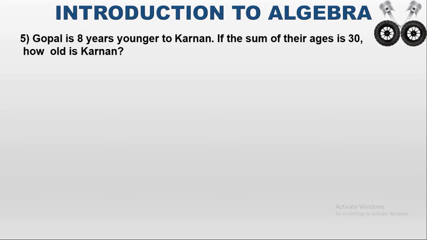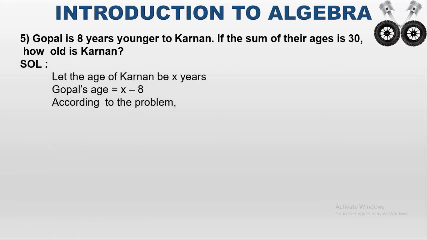So how can we find? We don't know the age of Karnan, so we take the age of Karnan as X. Next, we have to write the age of Gopal. For writing the age of Gopal, it is given just 8 years younger to Karnan. Younger means you have to subtract, so less than. So Karnan's age minus how many years Gopal is lesser? 8 years. So X minus 8.